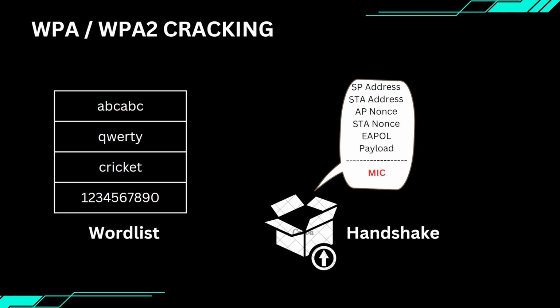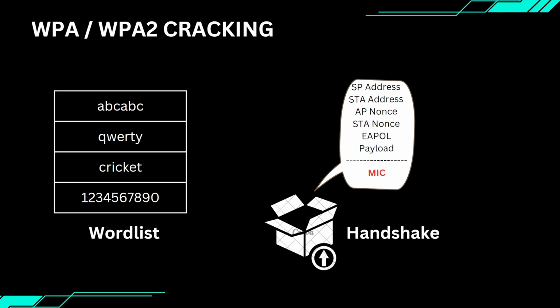aircrack-ng separates this MIC and sets it aside. Then it combines all the other information from the handshake with the first password in the word list to generate a new MIC. It then compares this newly generated MIC with the one extracted from the handshake. If the two MICs match, then we have found the correct password for the network. If they don't match, the tool will move on to the next password in the word list.